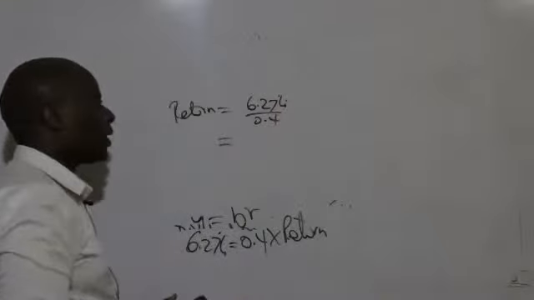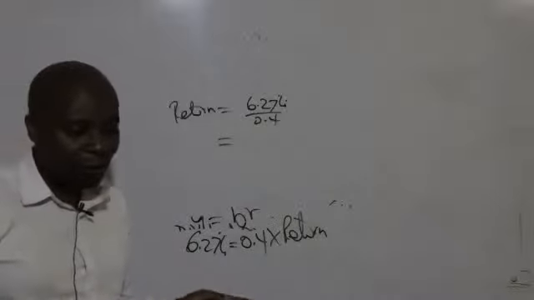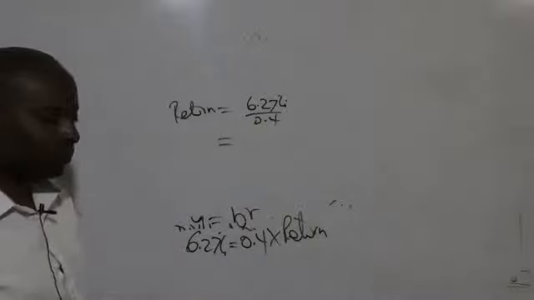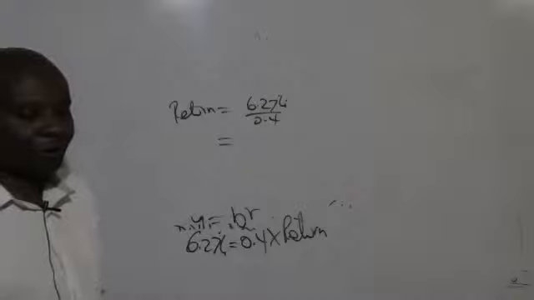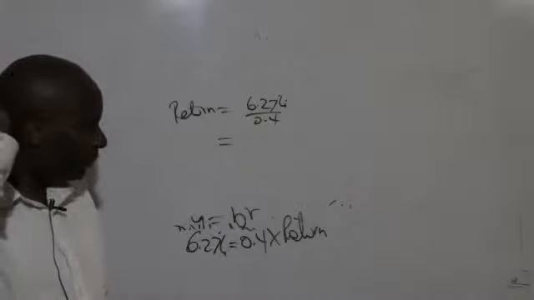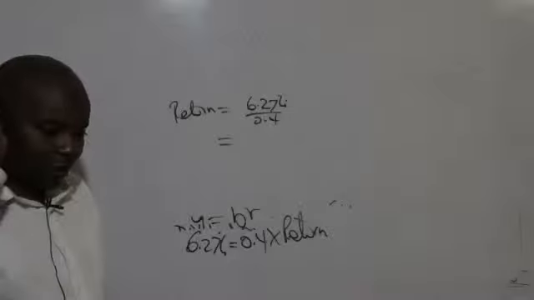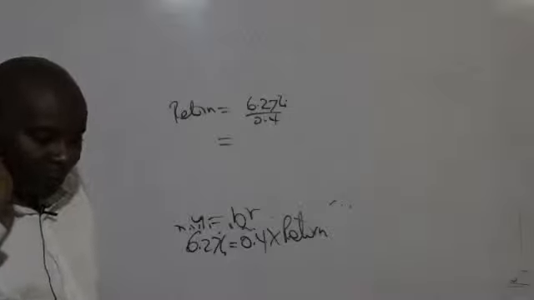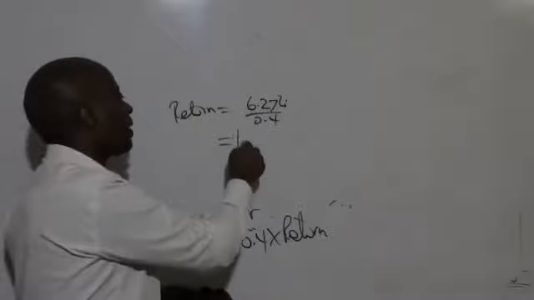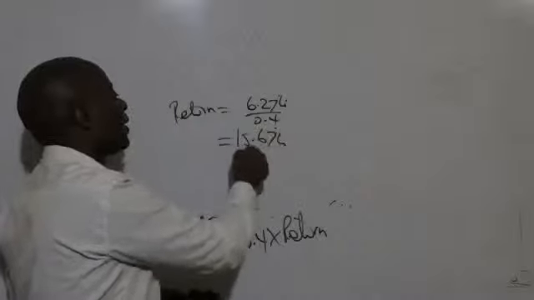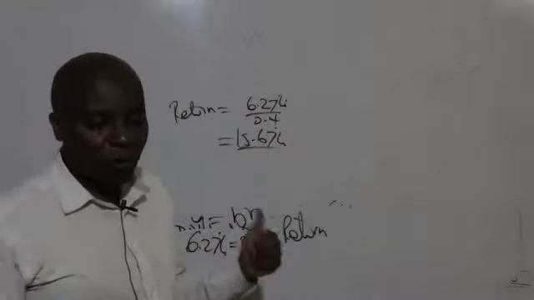So you can give us an answer. What is 6.27 divided by 0.4? So the return here will be 15.67%. I'm so sure all of us would have gotten this in an exam.